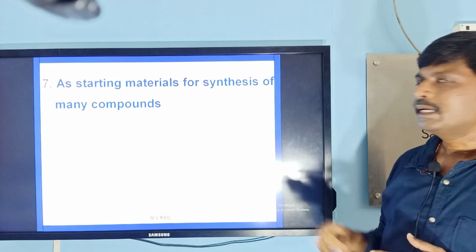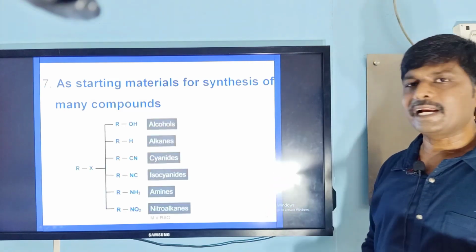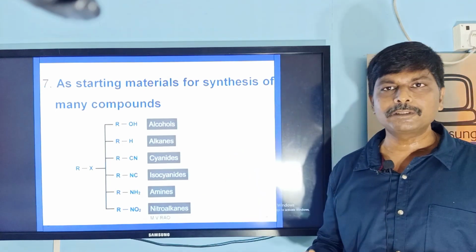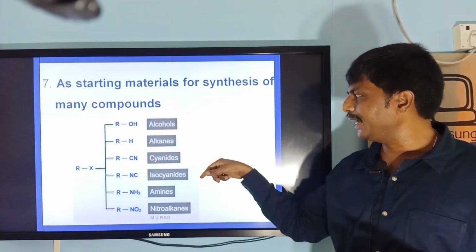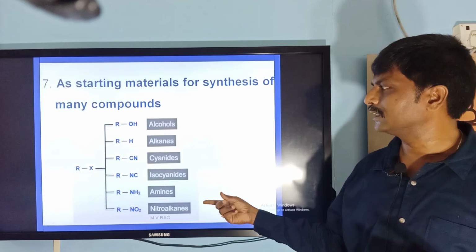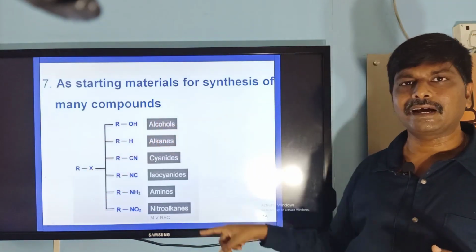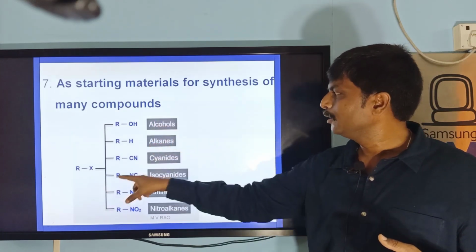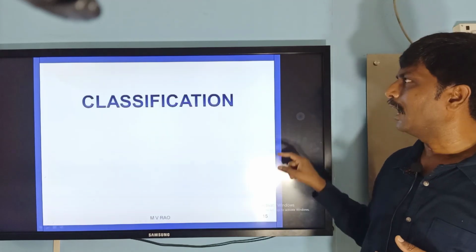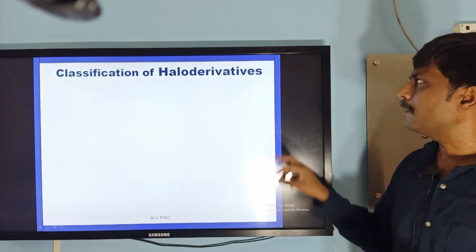Next one: not only in the medicine and research field, this is the starting material. Haloalkane is the starting material to prepare many compounds like alcohols, alkanes, cyanides, isocyanides, amines and nitroalkanes. You take haloalkane, from haloalkane you can prepare alcohol, alkane, cyanides, isocyanides, amines and nitroalkanes. Now we will see the classification of halo derivatives.